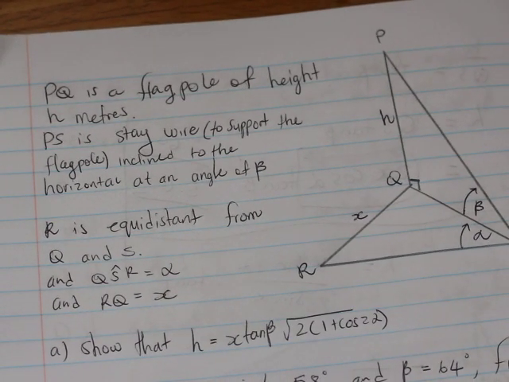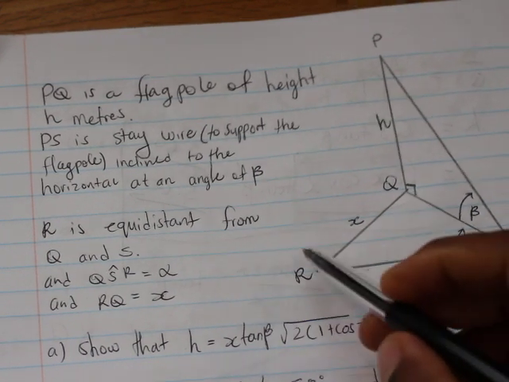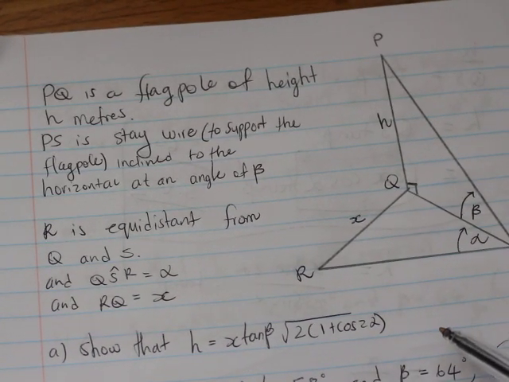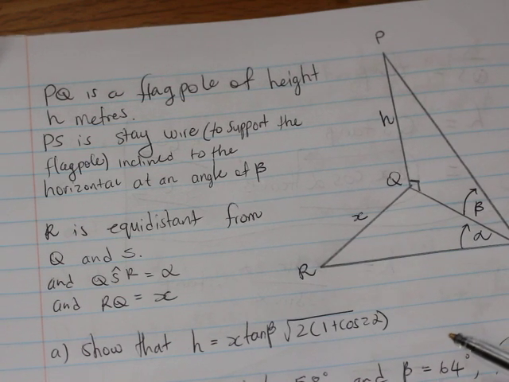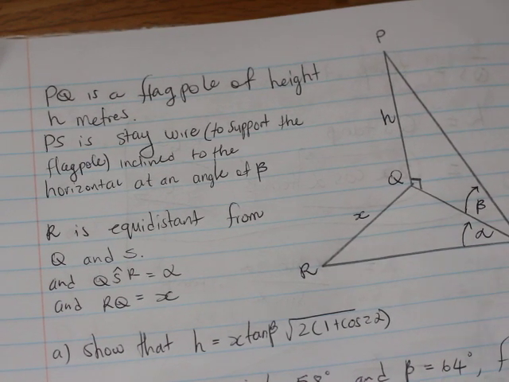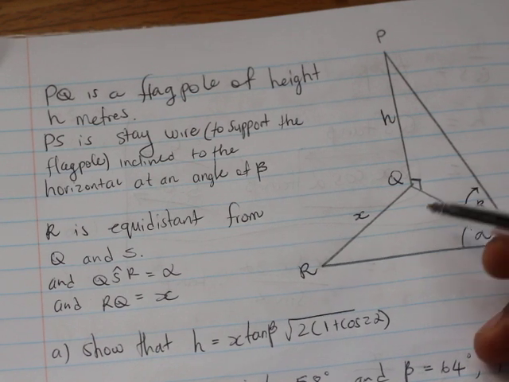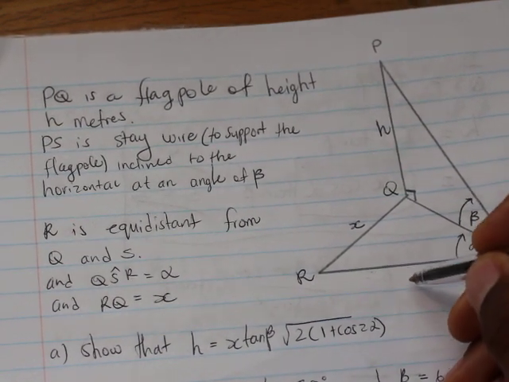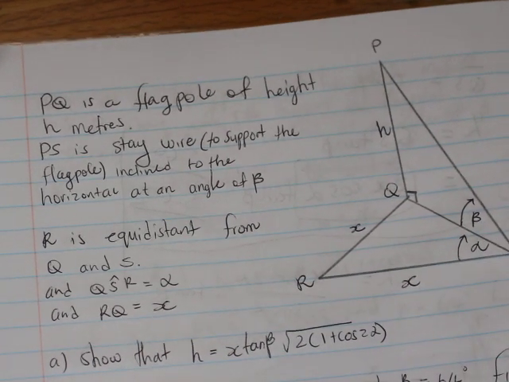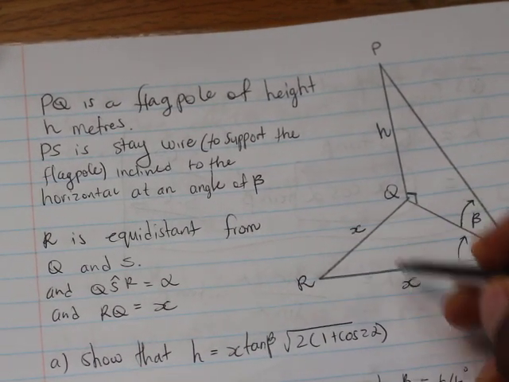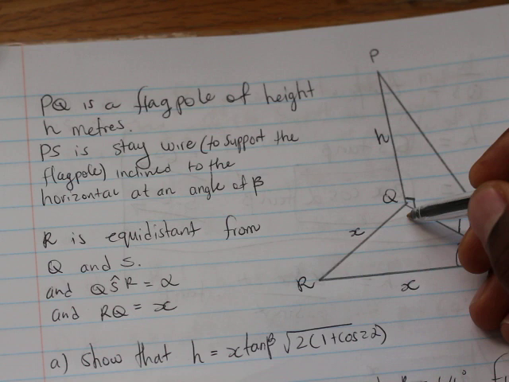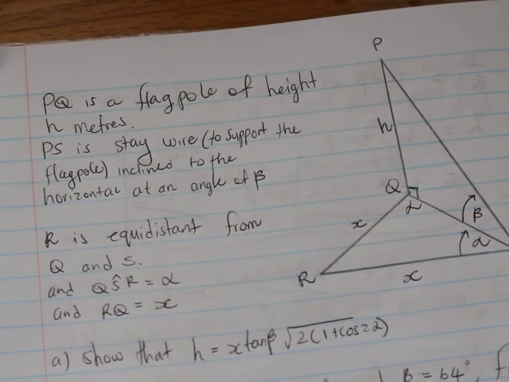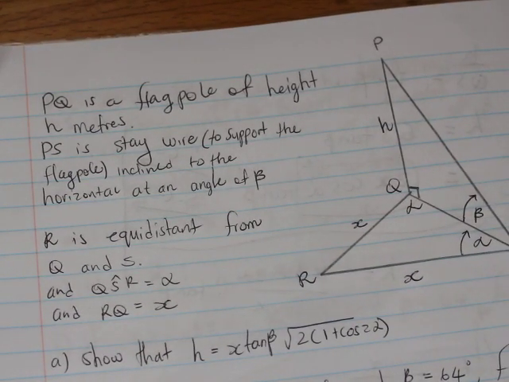And we're also told that RQ and RS are equidistant. What is the meaning of equidistant? It means that RQ and RS are of the same length. So this is also X, and if this is X and that is X, you already know what this is going to be: base angles of an isosceles triangle.